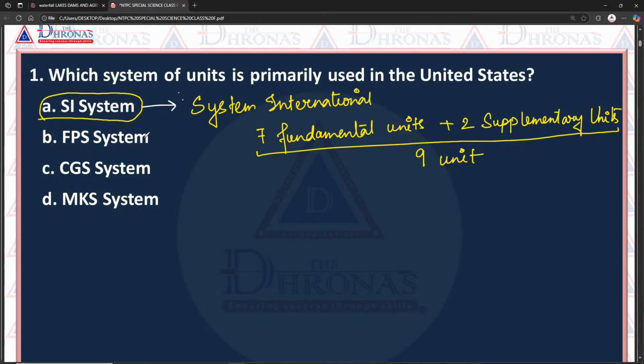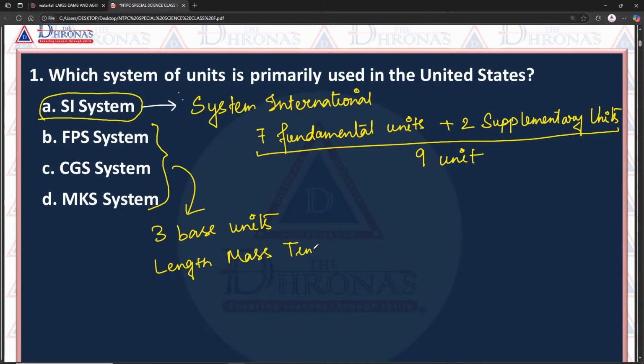The previous systems FPS, CGS and MKS, these 3 systems have 3 base units. What are they? Length, mass and time. Okay. Let's move on to the next question.